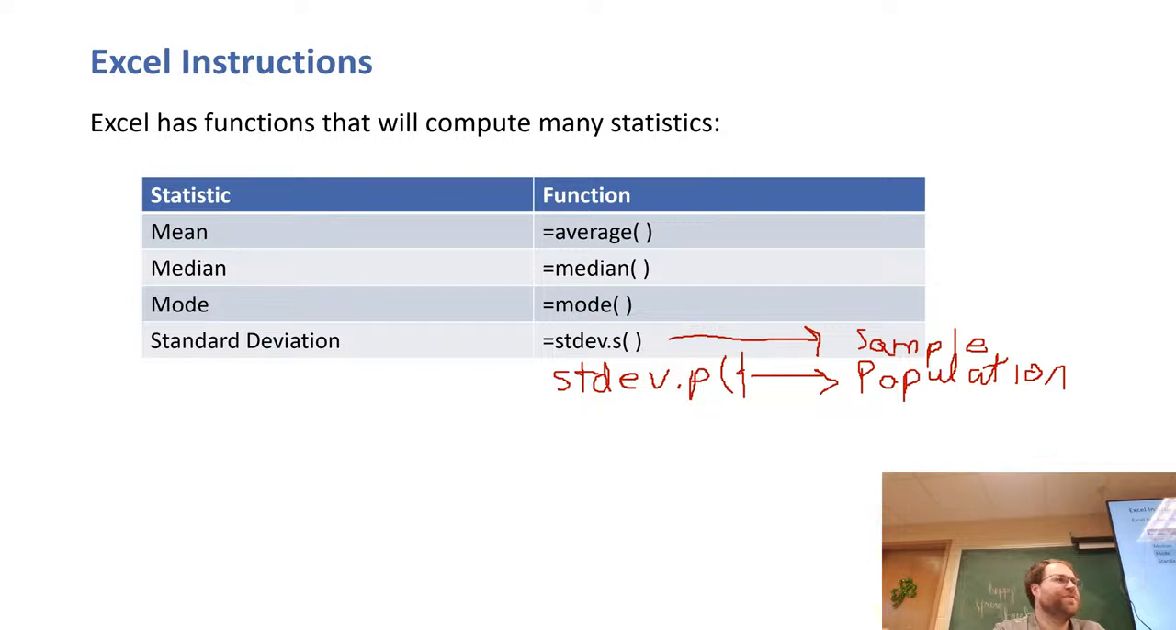It's almost identical to sample standard deviation, but there's one difference. For sample, we divided by number of values minus 1, right? In that last example. For population, you just divide by number of values. You don't include the minus 1.